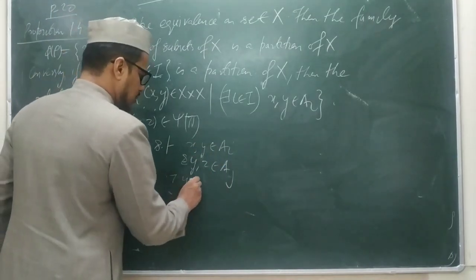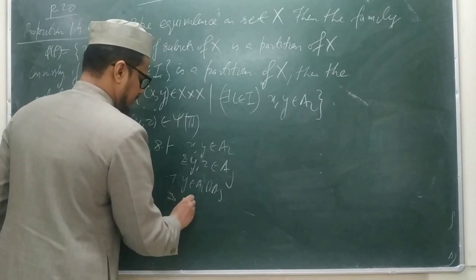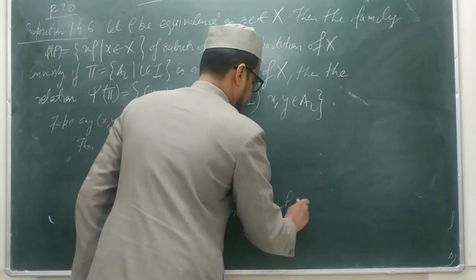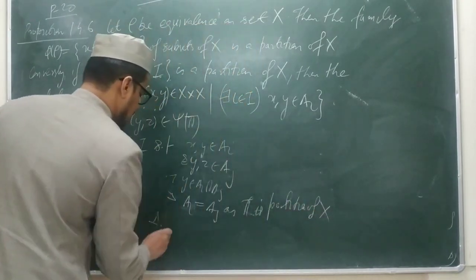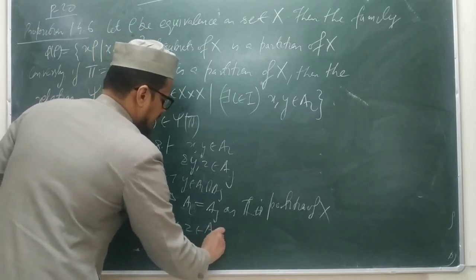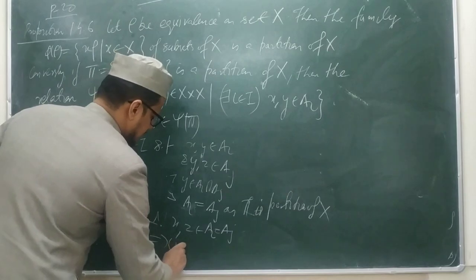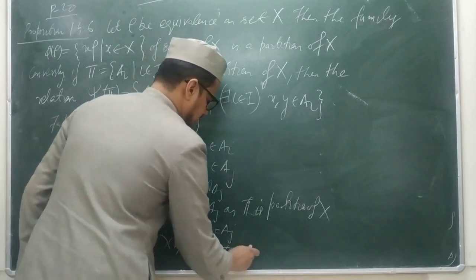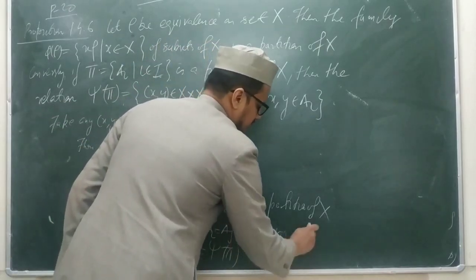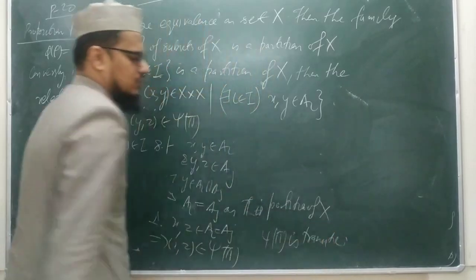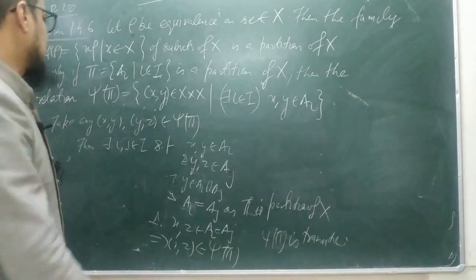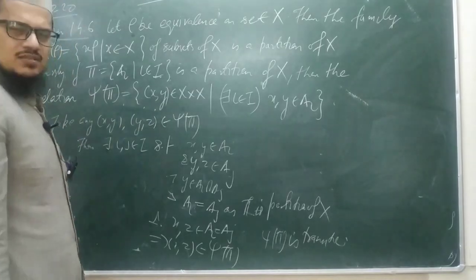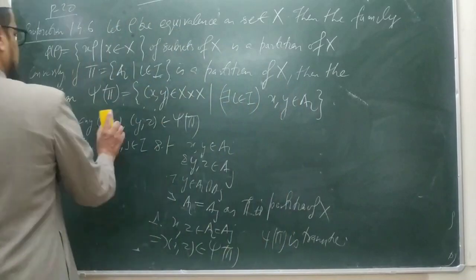So since y belongs to ai intersection aj, therefore ai is equal to aj as pi is a partition of X. So therefore (x, z) both belong to ai equal to aj. So it implies that (x, z) belongs to psi pi. So it means psi pi is transitive also. So psi pi is reflexive, symmetric as well as transitive. Hence psi pi is an equivalence relation on X. So in this way this part is also proved.